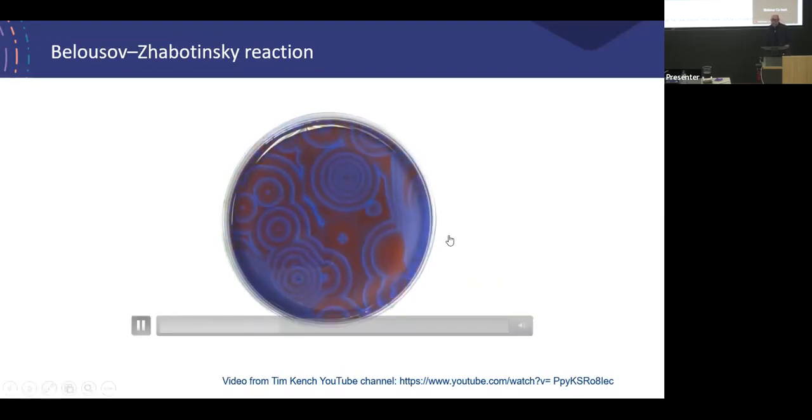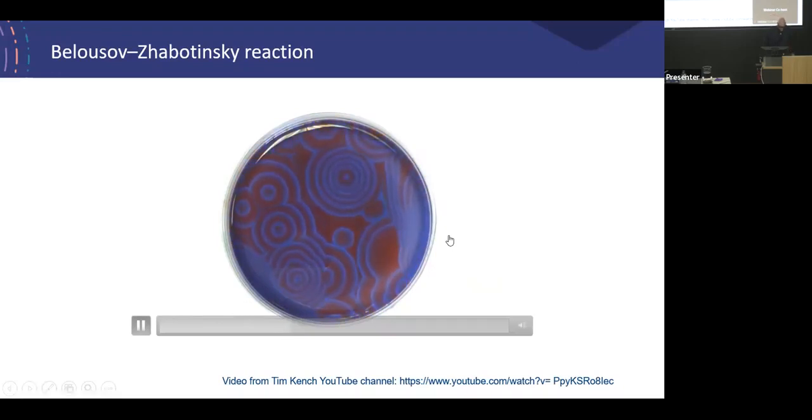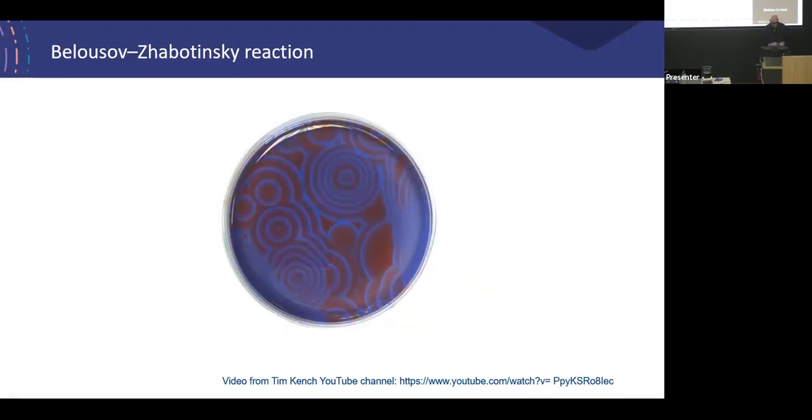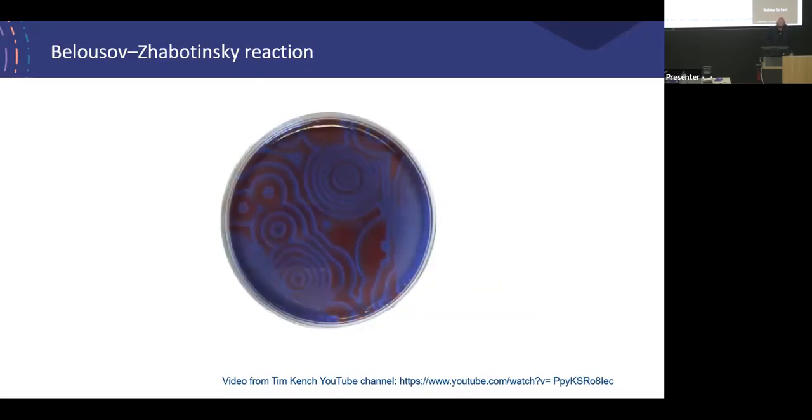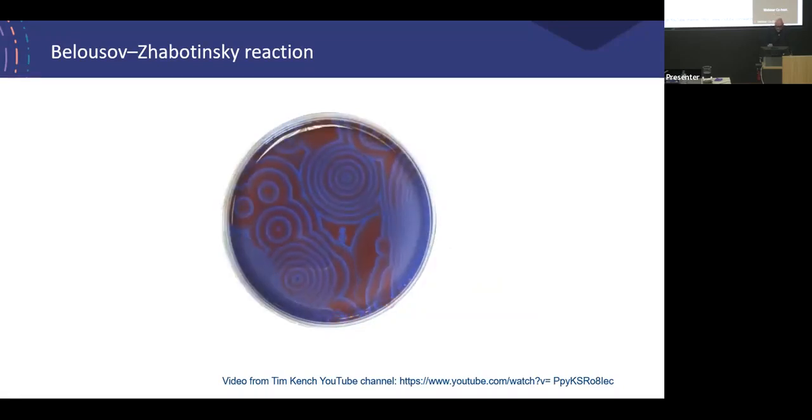This has been speeded up by about a factor of 8, I think. So you can see initially these little blue dots appearing in that reddish solution. And then the blue rings growing to form further rings. And then inside those rings, more blue dots appearing and growing. And so the pattern continues, producing these really wonderful structures.